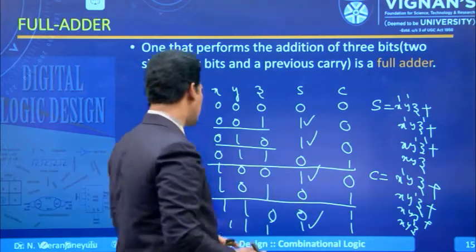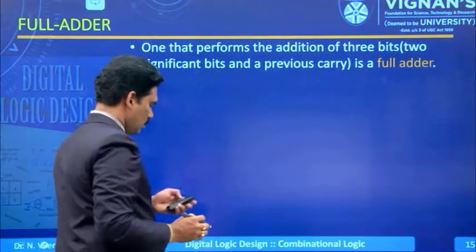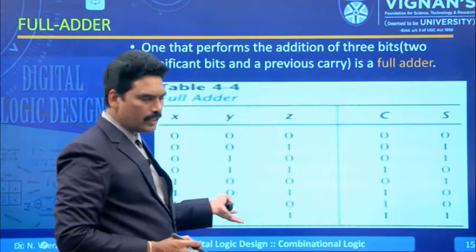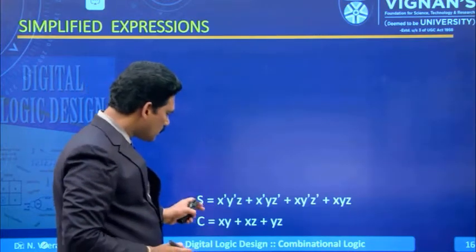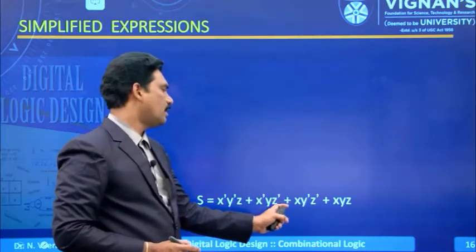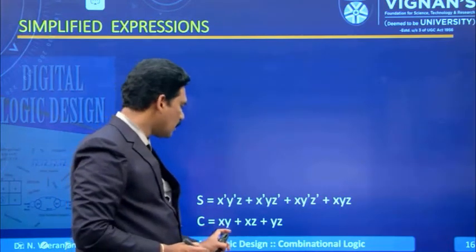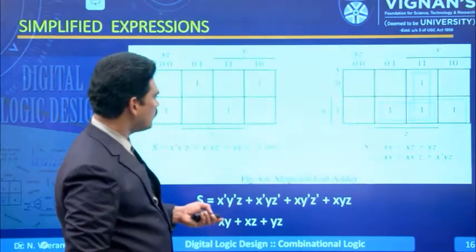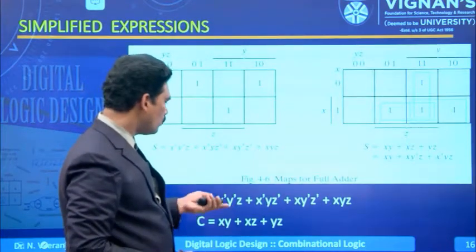And I am going to show this diagram. So this is the diagram now. This is the full adder. This is the truth table for this full adder. Okay, we discussed. And the next one is the expression: S is equal to X bar Y bar Z plus X bar Y Z bar plus X Y bar Z bar plus X Y Z, and C is equal to XY plus XZ plus YZ. This is the expression, and we are going to simplify it. That means we have some expression, and we are going to simplify that.